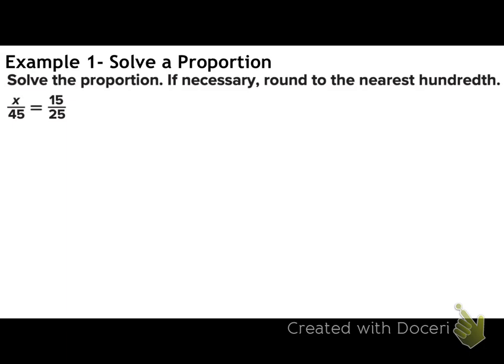So a ratio is just comparing two things. You might see them with a colon between them, but most of the time in math, we'll see them written as a fraction. So here I've got x over 45 equals 15 over 25. And there's a couple ways we can go about solving these proportions. One method is to multiply by things to cancel out our denominators and give us a little bit easier equation to deal with.